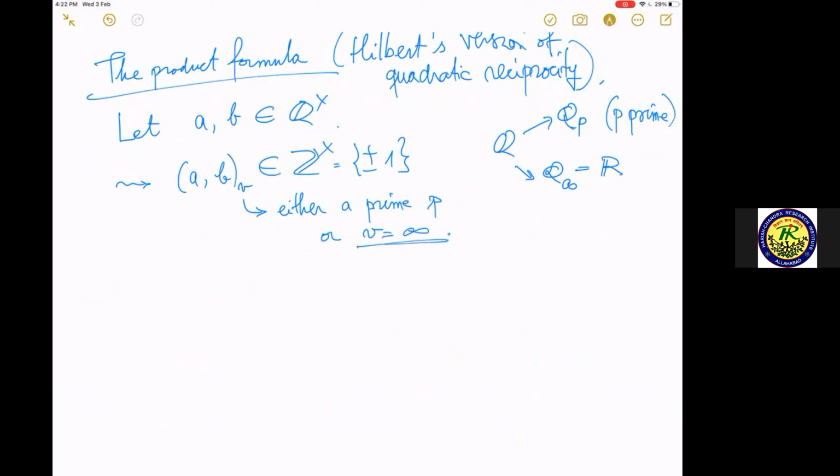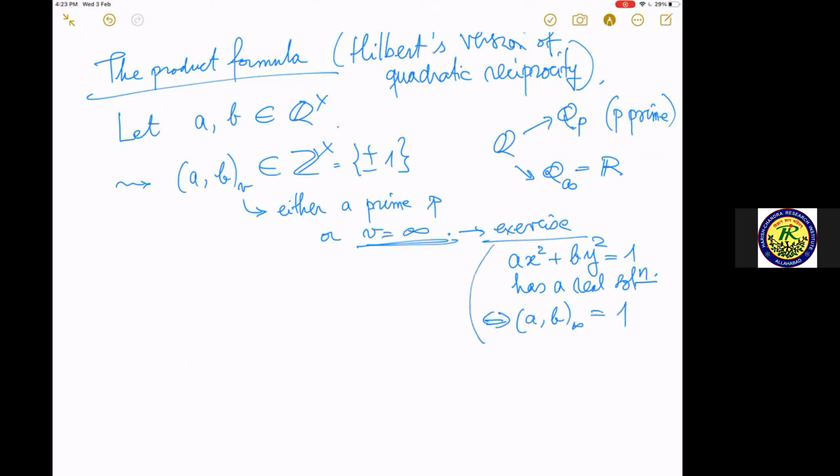For v equal to infinity, I didn't define it. I left it as an exercise for you, to define the Hilbert symbol in this case. The requirement is that ax squared plus by squared equals 1 has a real solution if and only if (A,B)_infinity is equal to 1. Otherwise, (A,B)_infinity should be equal to minus 1. And that uniquely defines (A,B)_infinity, and you have to find an explicit formula for yourself.